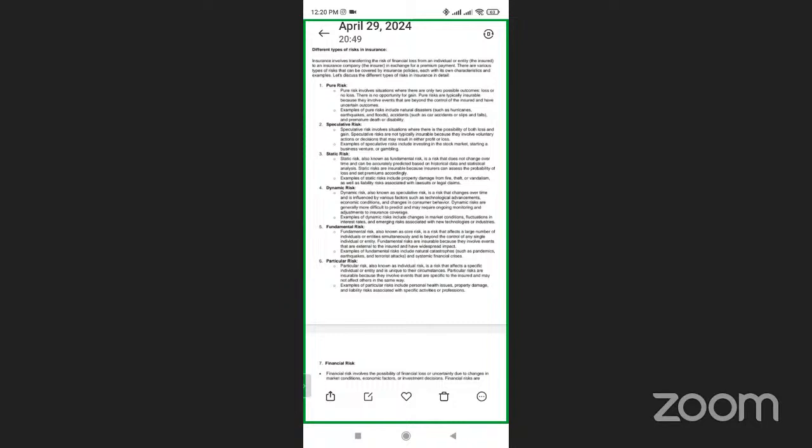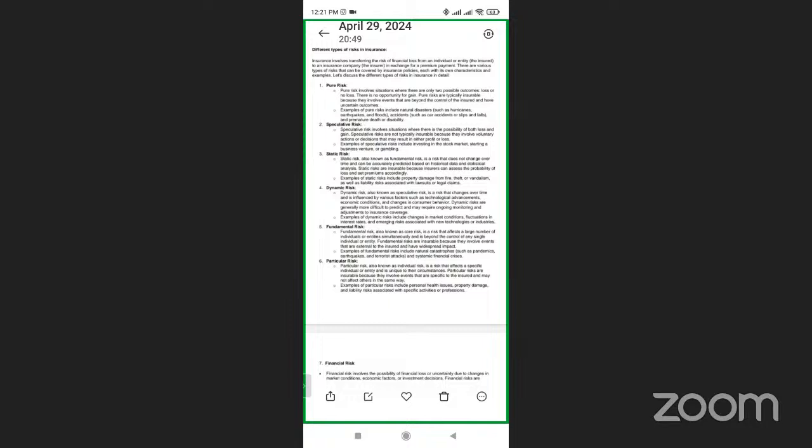So the examples of static risk include property damage from fire, theft, or vandalism. Because at what point of time fire will occur, you are not sure. And the occurrence of fire is not dependent on the time period. With the change in time, the occurrence of fire will not change. The occurrence of theft will not change.